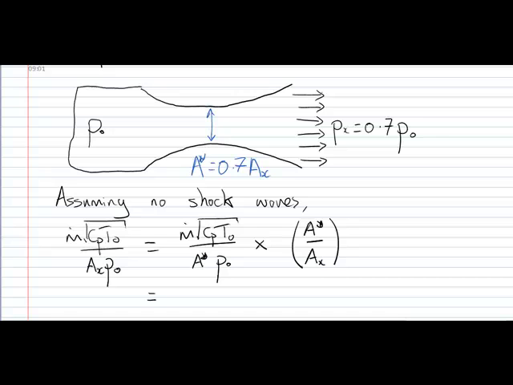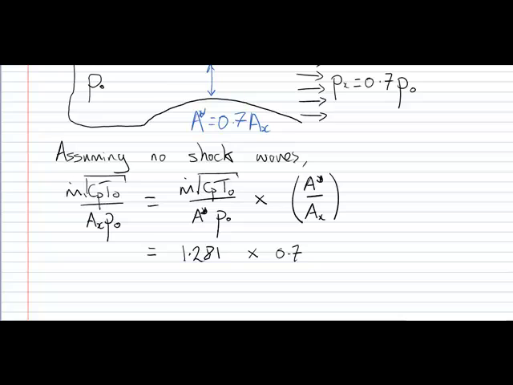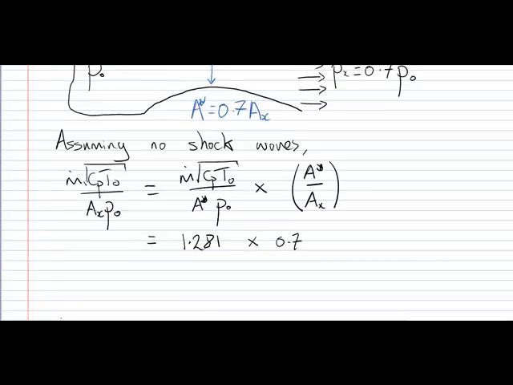We also know, either because we've memorized it or because we look it up in the compressible flow tables, that m dot root cp T0 over A star p0 at the throat, if the nozzle is choked, i.e. the Mach number is 1 at the throat, is 1.281, and the question tells us that A star over Ax is equal to 0.7. And that number turns out to be, if you type it into a calculator, 0.897.